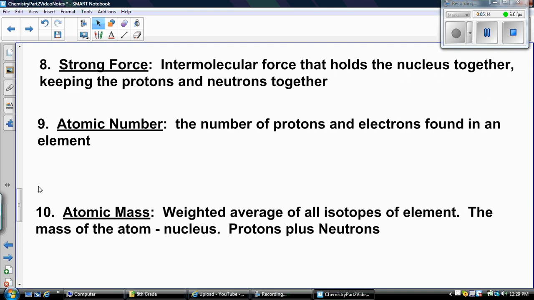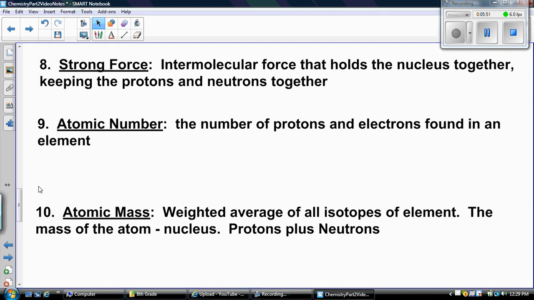Now, all matter has what we call a strong force, or intermolecular force, that holds the nucleus together, keeping the protons and neutrons together, and also keeping those electrons near the protons. The atomic number, remember, is the number of protons and electrons found in an element, because if you know the number of protons, then you also know the number of electrons. The atomic mass is that number on the periodic table that's below. It's usually written as a decimal. It's below the symbol. Remember, the atomic number is above the symbol.